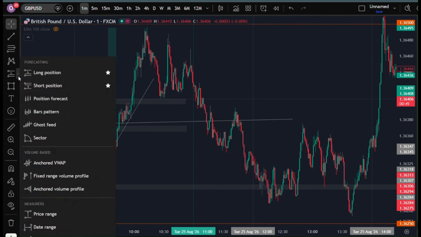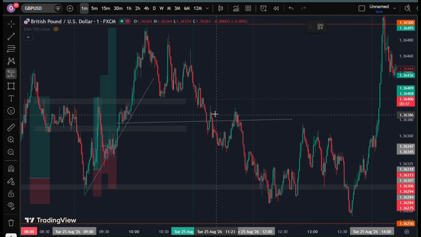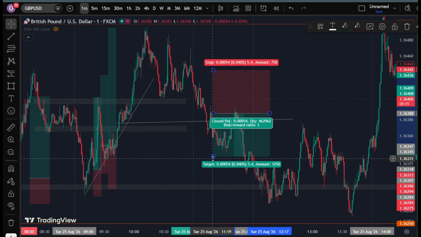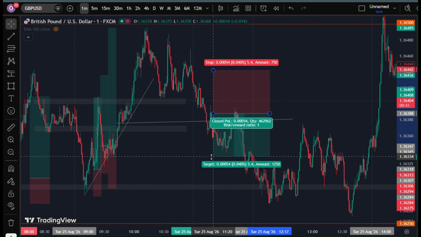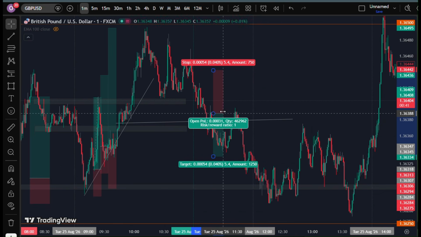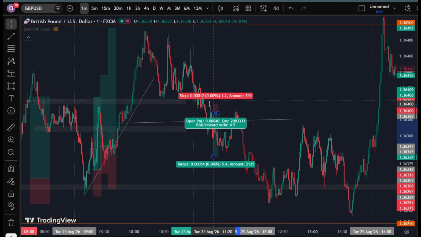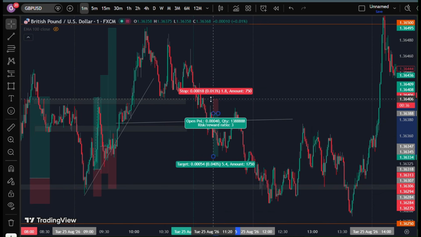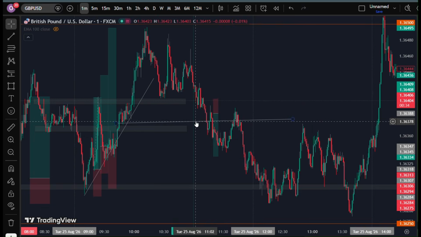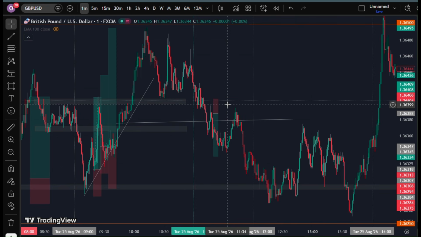So I took another entry here. You can see this is a 5 pips target and 1.7 pips stop loss, approximately 1 is to 3. Retracing this would have taken me out, so I just make sure my stop loss covers this wick.